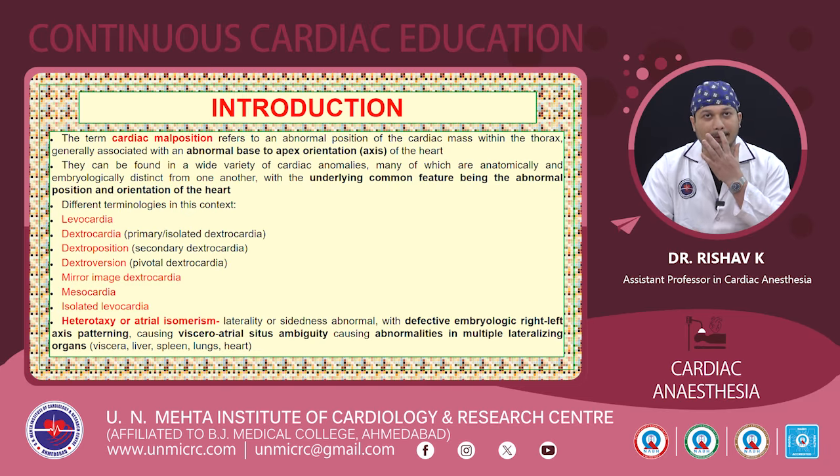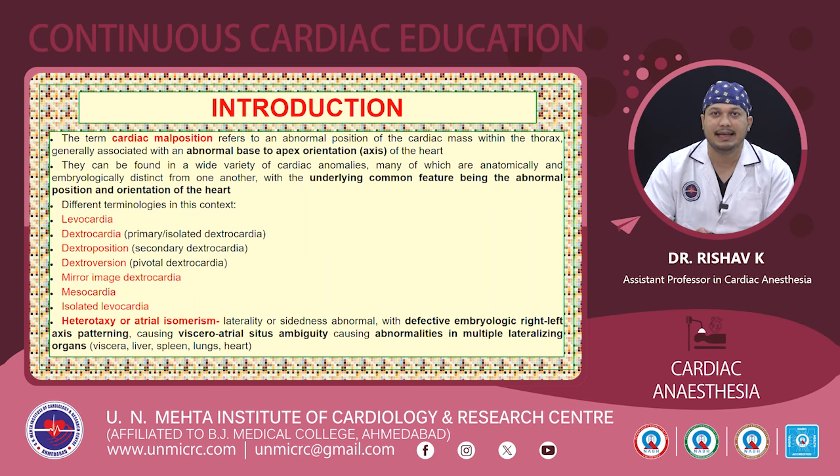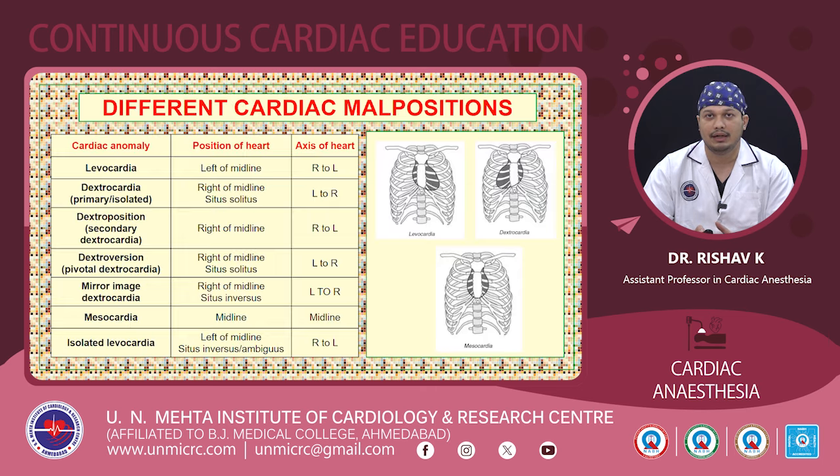Now coming also to another important term, that is heterotaxy or atrial isomerism, whereby there is abnormal laterality or sidedness with defective embryologic right-left axis patterning causing visceroatrial situs ambiguity, which causes abnormalities in multiple lateralizing organs. So here we have to take note of each of the words. Firstly, there is defective embryologic right-left axis patterning. Secondly, the important term to note here is visceroatrial situs ambiguity. We will be discussing all these terms in detail in the subsequent slides.